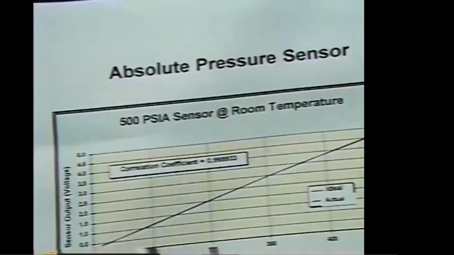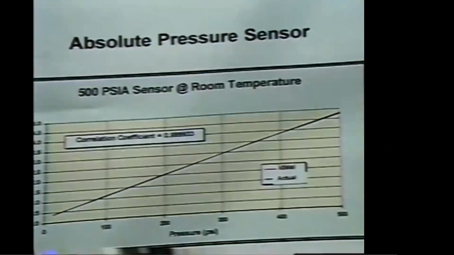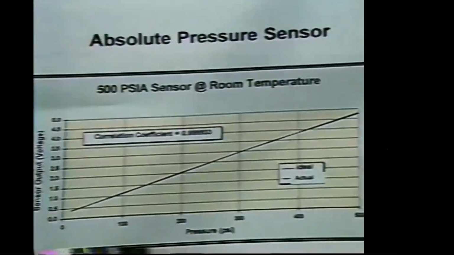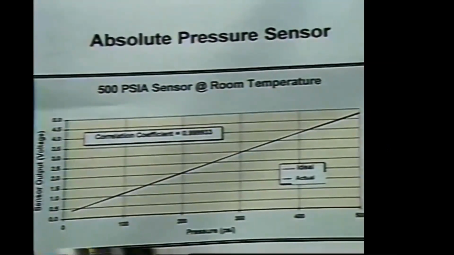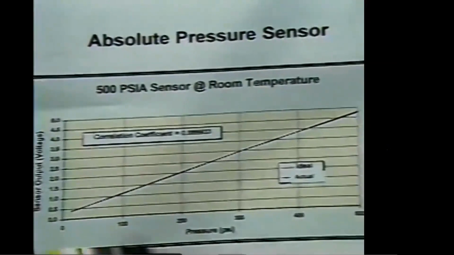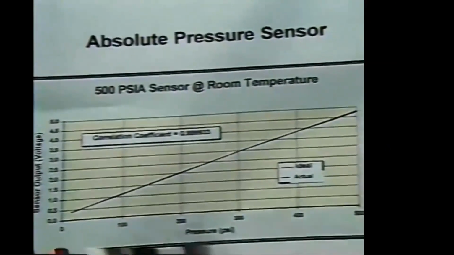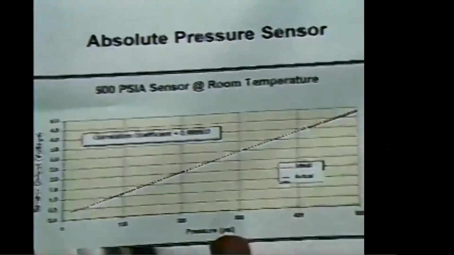Since we can create different membranes, we can also create different ranges of pressure sensors. I have a similar set of curves here for a 500 PSI range sensor. And you can see that in this particular plot, I have the output voltage as a function of pressure, the ideal and the actual shown together, and they're very hard to tell apart.